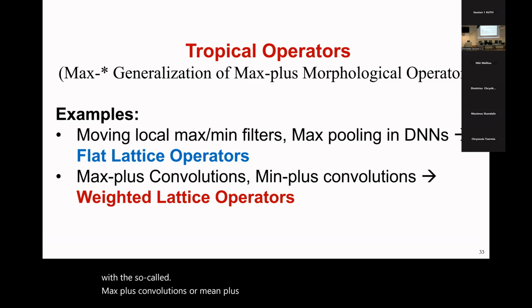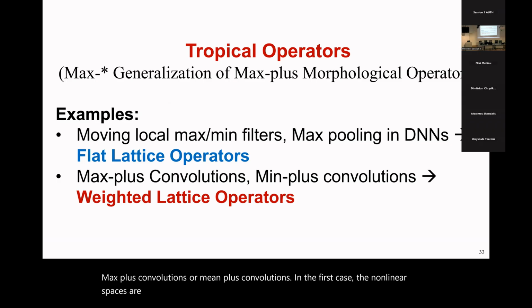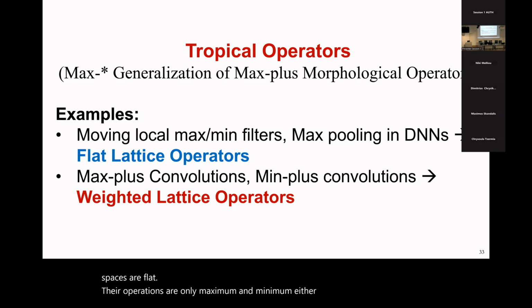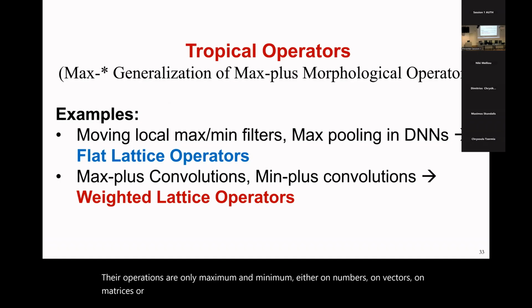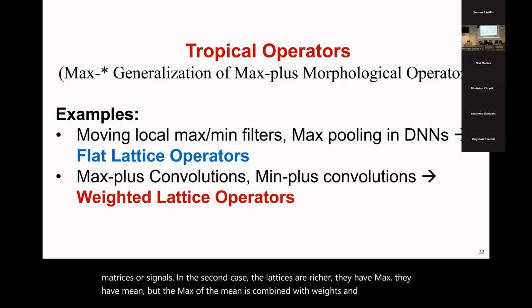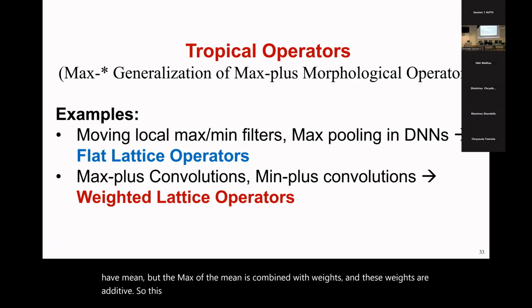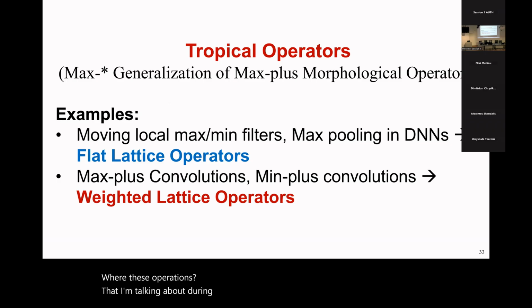In the first case, the nonlinear spaces are flat. Their operations are only maximum and minimum, either on numbers, on vectors, on matrices, on signals. In the second case, the lattices are richer. They have max, they have min, but the max and the min are combined with weights, and these weights are additive. So these weighted lattices, we call them tropical spaces, and this will be the most general type of nonlinear space where the operations that I'm talking about during this tutorial take place.